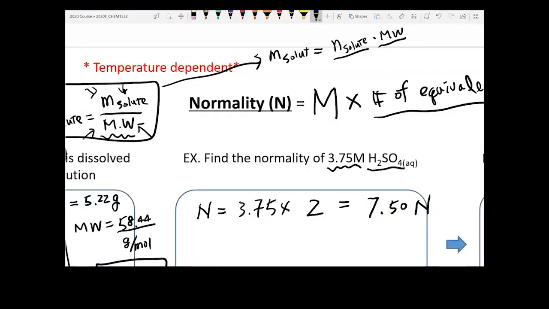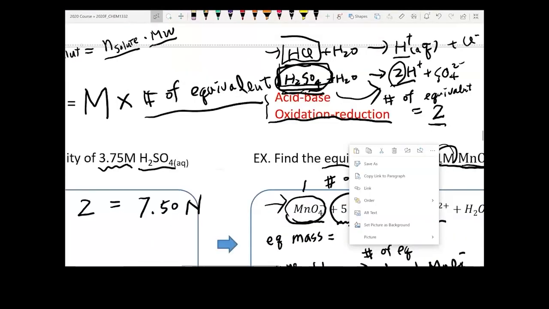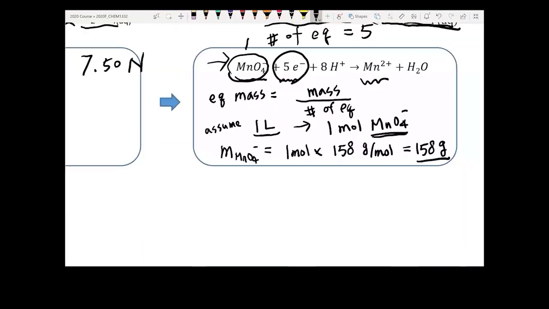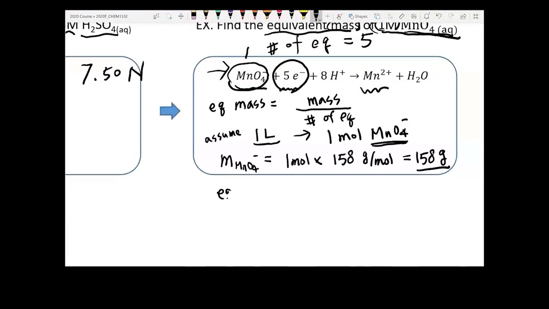You can check the molecular weight of that species from your periodic table, so that we can calculate the mass of your MnO4 minus, which is equal to 1 mole times the molecular weight, 158 grams per mole, which gives you 158 grams. Then you know the equivalent mass simply equals the molecular weight of your MnO4 minus divided by the number of equivalents. That equals 158 divided by 5, which gives you 31.6 grams.